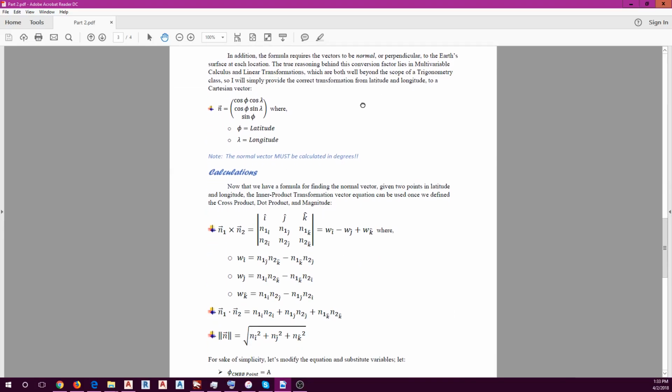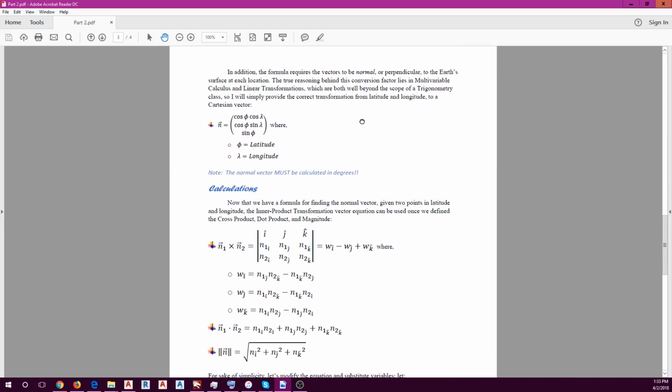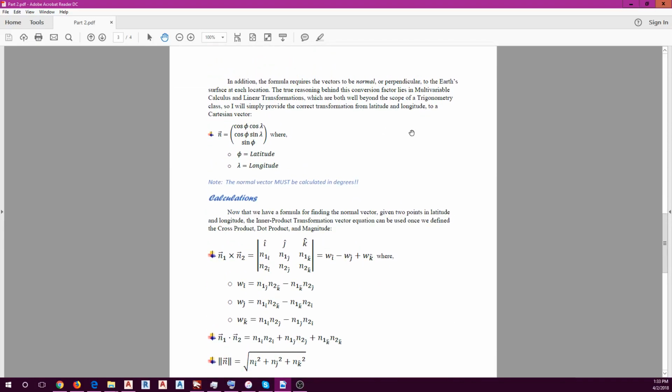I'm not going to go into the derivation of this because the derivation requires multivariable calculus and linear algebra, and it's well beyond the scope of the trigonometry class. There are a lot of things I would need to explain beforehand first. It would take about a day or more. So no. Instead, I'm going to give you this formula.